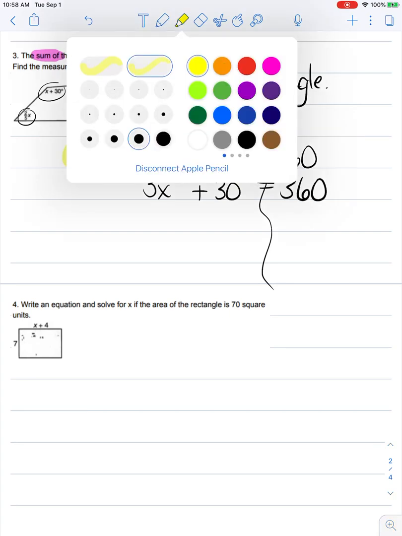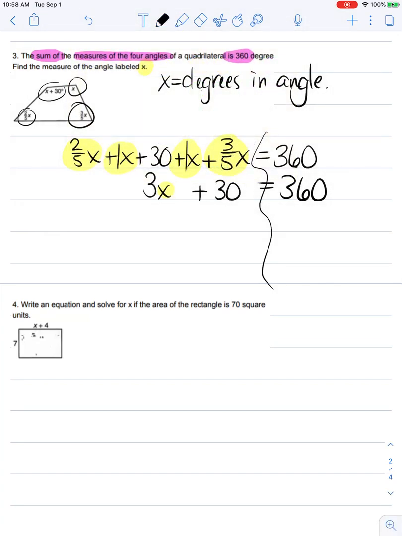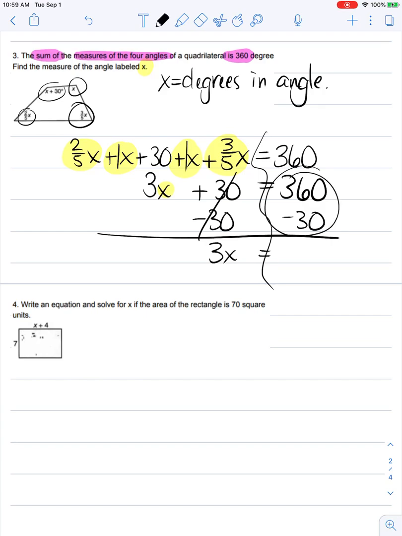And now to isolate that variable, I just need to do inverse operations. I'm going to subtract 30 from both sides, and I'm left with 3 times x equals 360 minus 30, which is 330. And I do still need to divide both sides by 3 to get x equals 110. So now let's use that solution to answer our question.